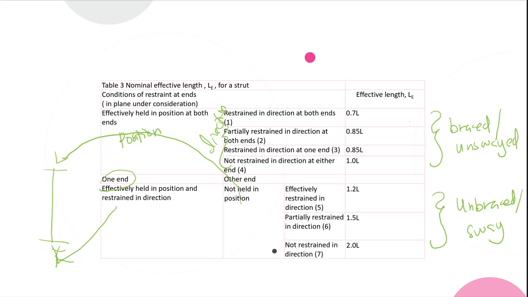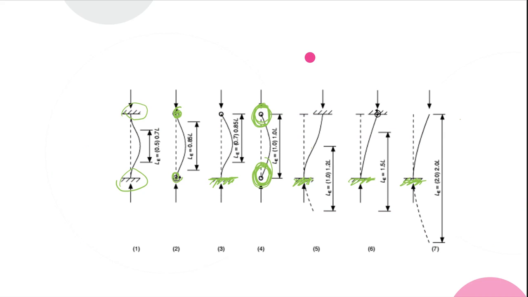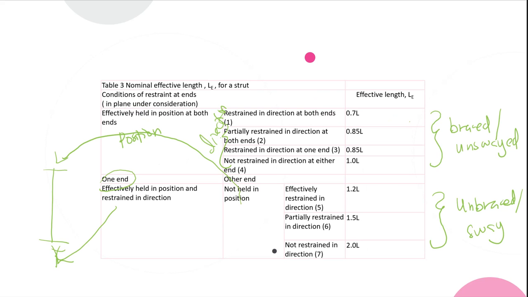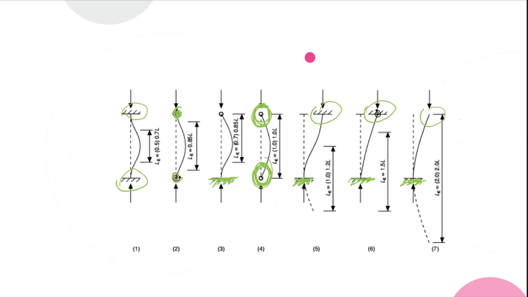First one is the other end not held in position. So the position at the top is not upright. Okay, if you look here, all of it is not upright like this. So that is what position not held means, but in the other direction it is effectively restrained in direction, number 5.